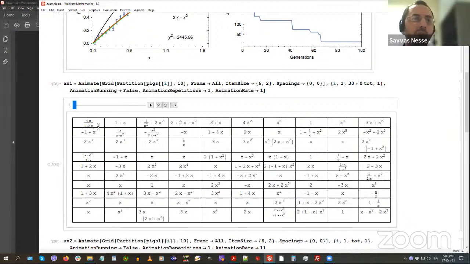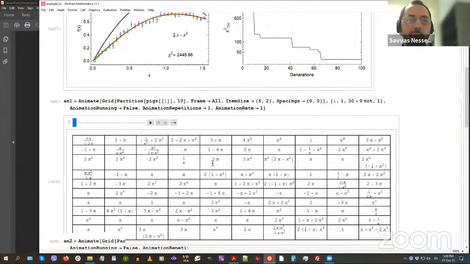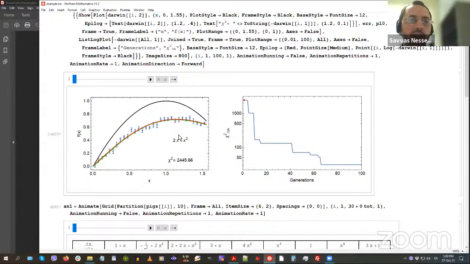Okay. Now, out of all of these functions in the first generation, the best one happens to be, for whatever reason, this one. It's 2x minus x squared. And you will notice that as the generations go by, this function will change, and also the chi-square will keep falling. It should go in the order of 30 something.